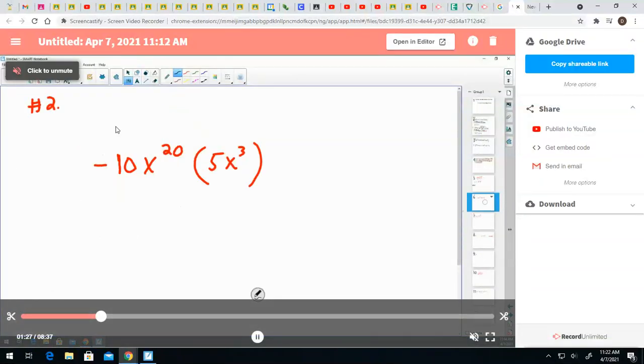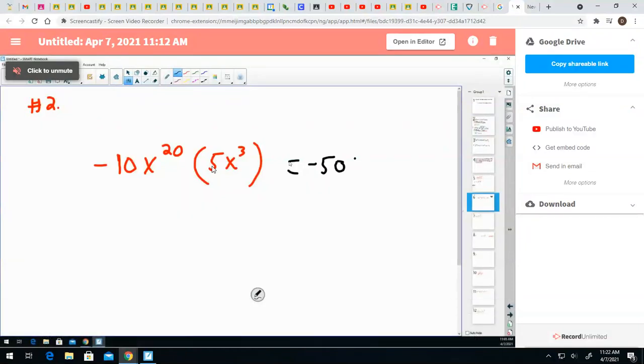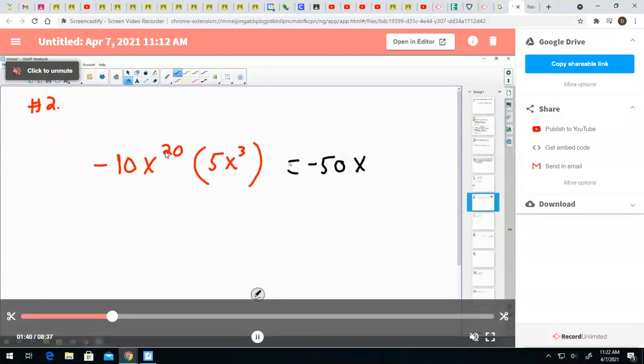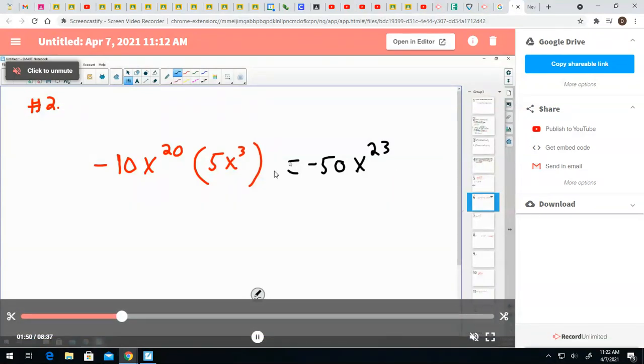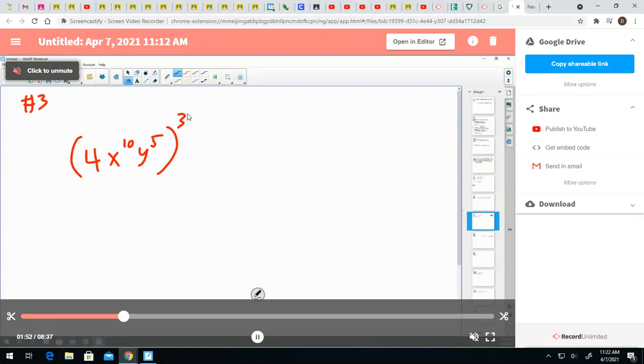Okay, so again, we divided the regular numbers and subtracted the exponents. Now here, number 2, we're going to multiply numbers to numbers. Negative 10 times 5 is negative 50. And then x, we're going to add our exponents here because we're multiplying, so it'd be 23. 20 plus 3 is 23. So again, add the exponents, multiply the numbers. Because there's not an exponent up like here.